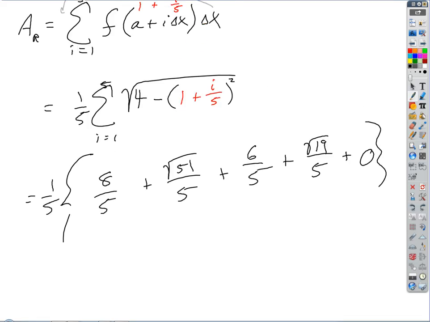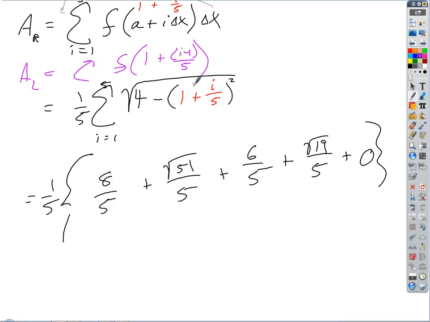What's the only difference if I do a left sum here? I minus 1. I'm just going to have an i minus 1 times delta x, right? And so what's that going to do? So let's do this in purple. If we were to sneak in a sub L up here, I get the same sigma, and I get f of 1 plus i minus 1 over 5, times 1/5, right?